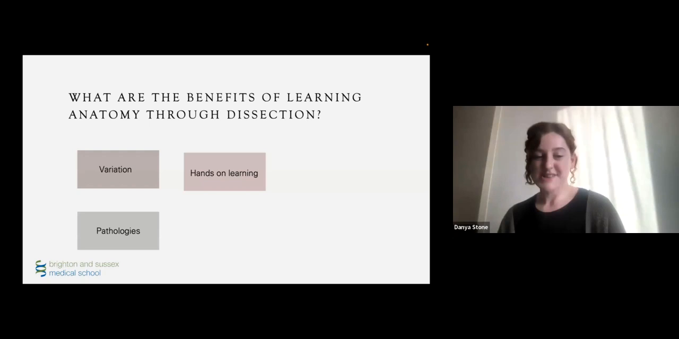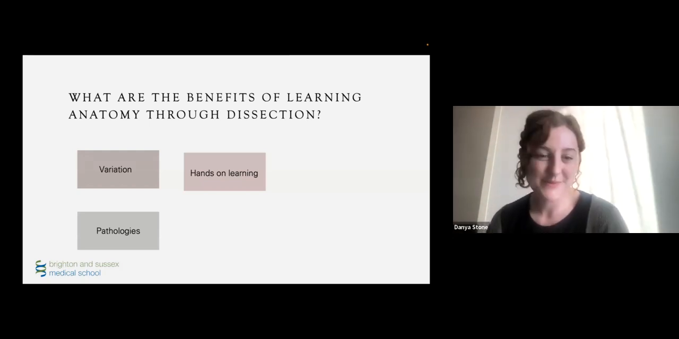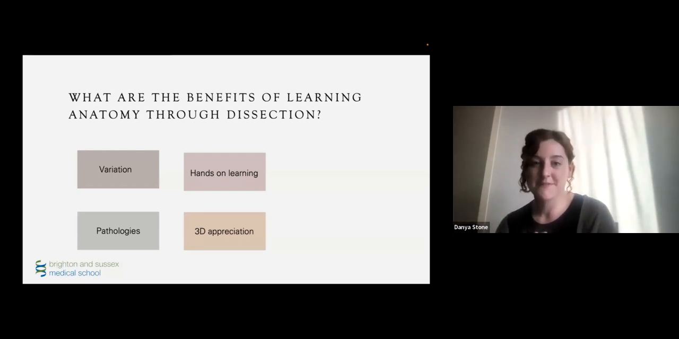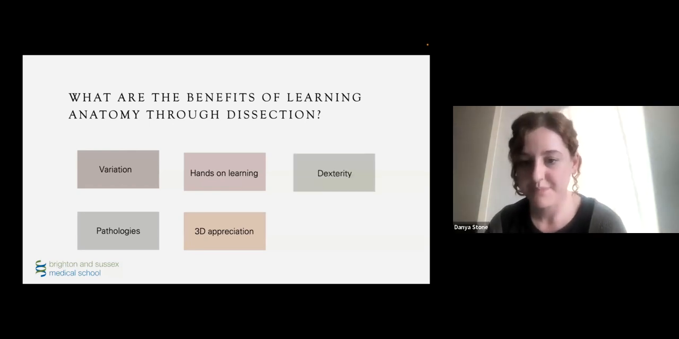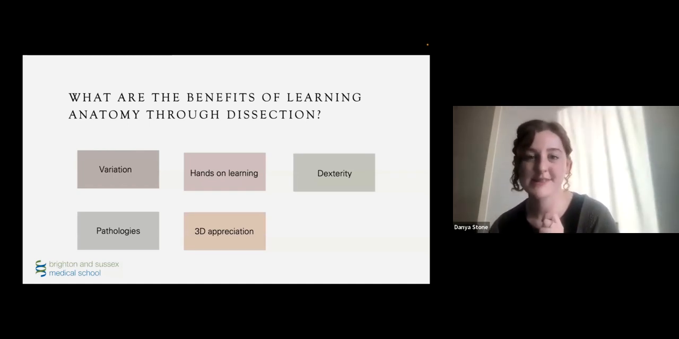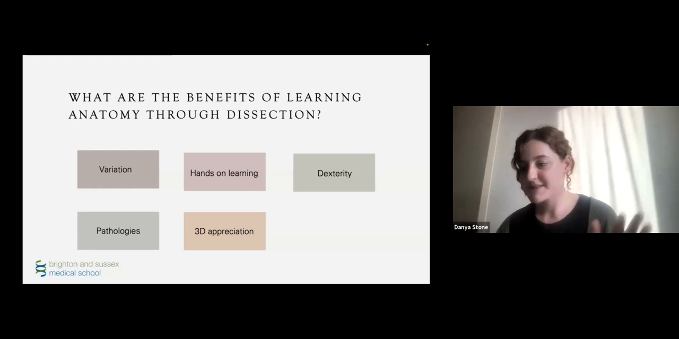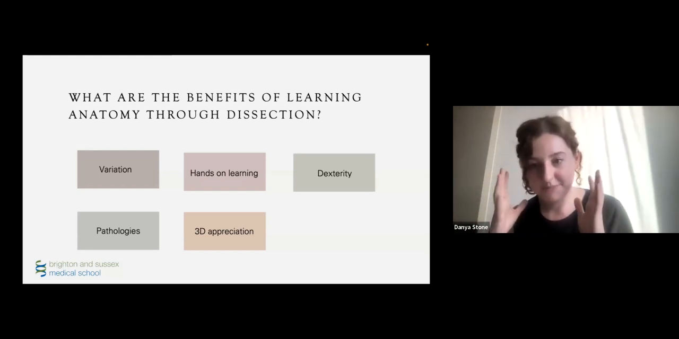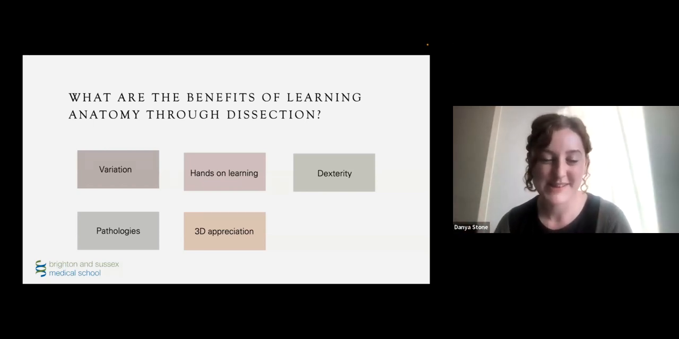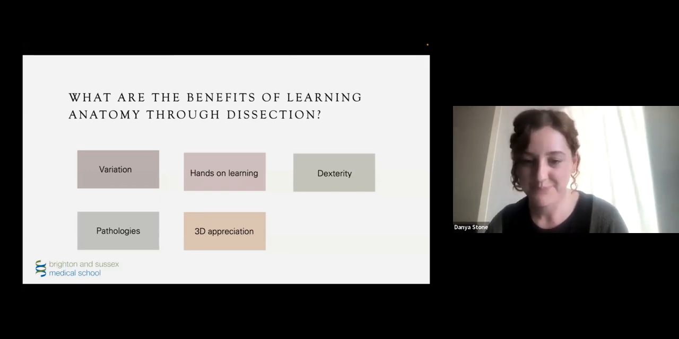Third, lots of research has shown that hands-on learning is the best way to get to grips with anatomy. And tied in with this is that it really gives you that 3D appreciation of the human body. Also tied in with this is it gives you the manual dexterity skills. So you're learning to use a scalpel, you're learning to use forceps. And just by going through this process, you really do build up a really good mental image of how the human body is put together. And coming back to the 3D appreciation aspect of it.